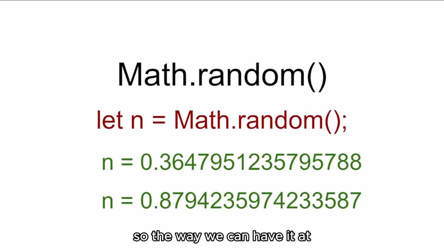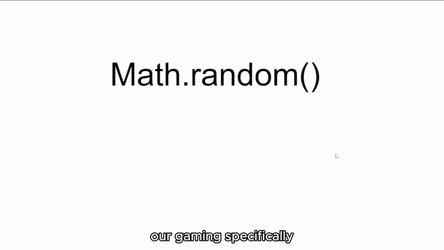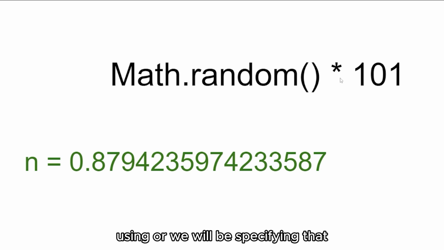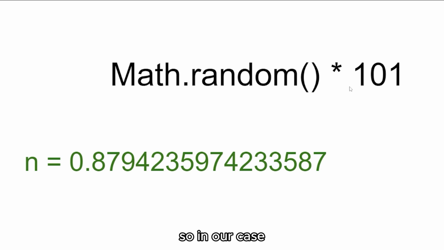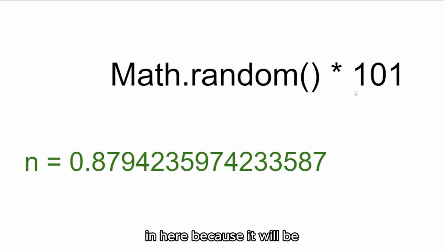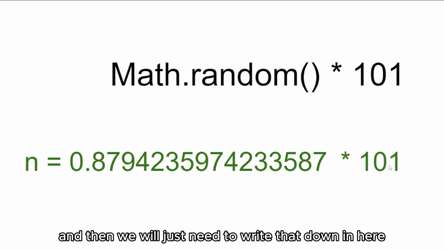Now, of course, this is not the range that we would like our app to be generating. The way we can have it go up to 100 is to multiply the value that we got by the range that we want to set in our game. So, for example, we run the Math.random code and we would like to get a range from 0 to 100. Since we want a maximum number of 100, we write 101 here, because it will be exclusive of 101, and the maximum value it will generate will be 100.